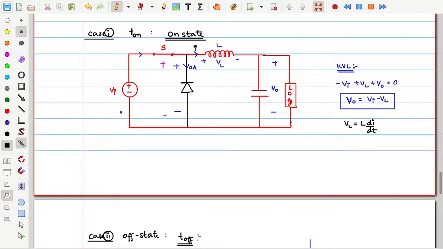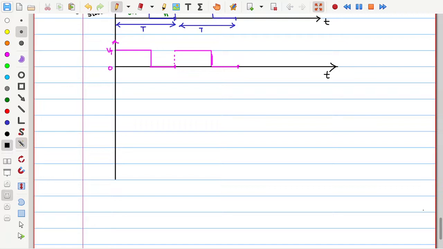But involving this VL in this expression will make the discussion much more complex. So I want to keep this discussion at the surface level, and I will not involve VL directly over here. Instead, I will try to give something like this: during the on state, what will be the output, and during the off state, what will be the output? That I want to give you.